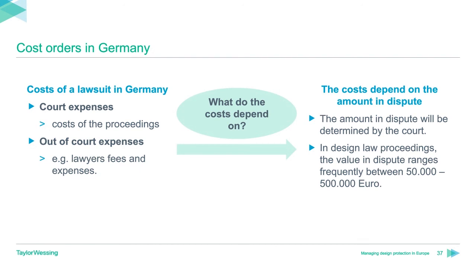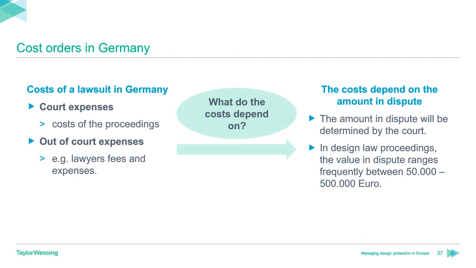So what do the costs depend on when you had a court case and you want to figure out how much you have to pay to the court and to the other party, or if you want to determine in advance how the financial risks are when starting or initiating legal proceedings? So the costs of a lawsuit in Germany typically consist of the court costs of the proceedings, and of the out-of-court expenses, which are the lawyer's fees and expenses of the two parties. But for assessing the risk, it's particularly important to have a look at what your defendant will want to get if he wins the case.